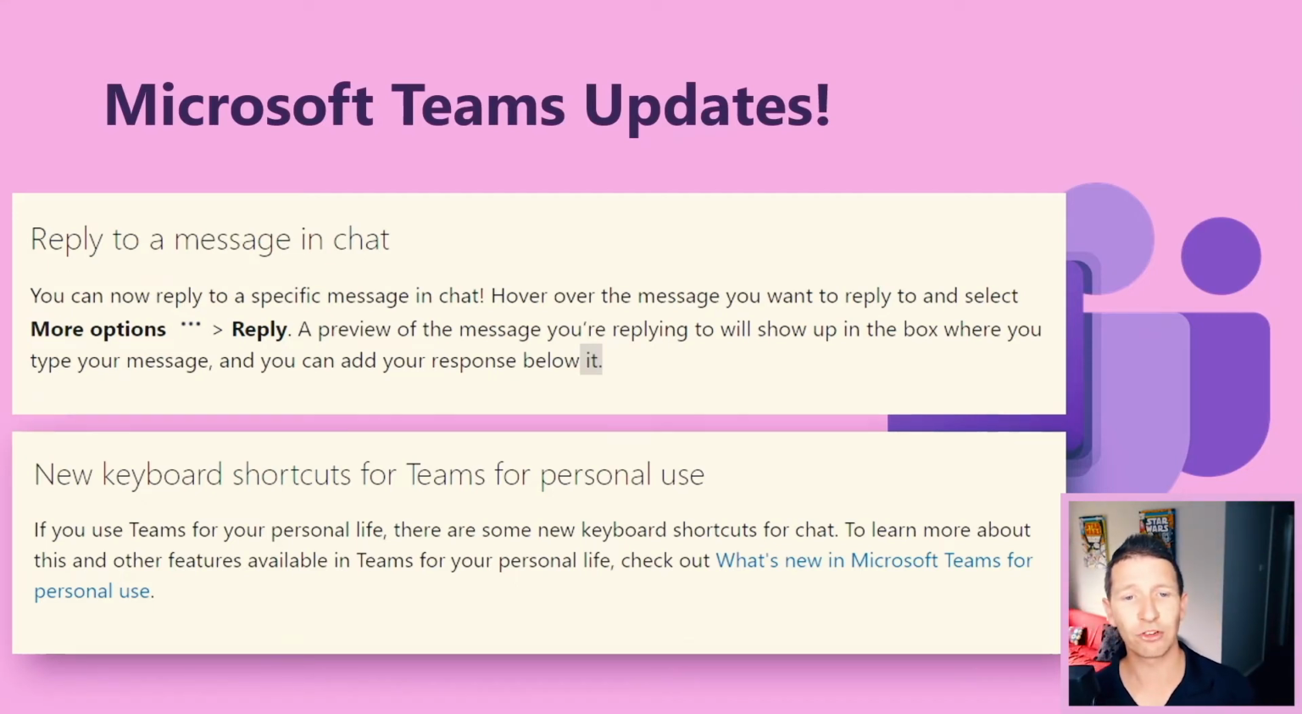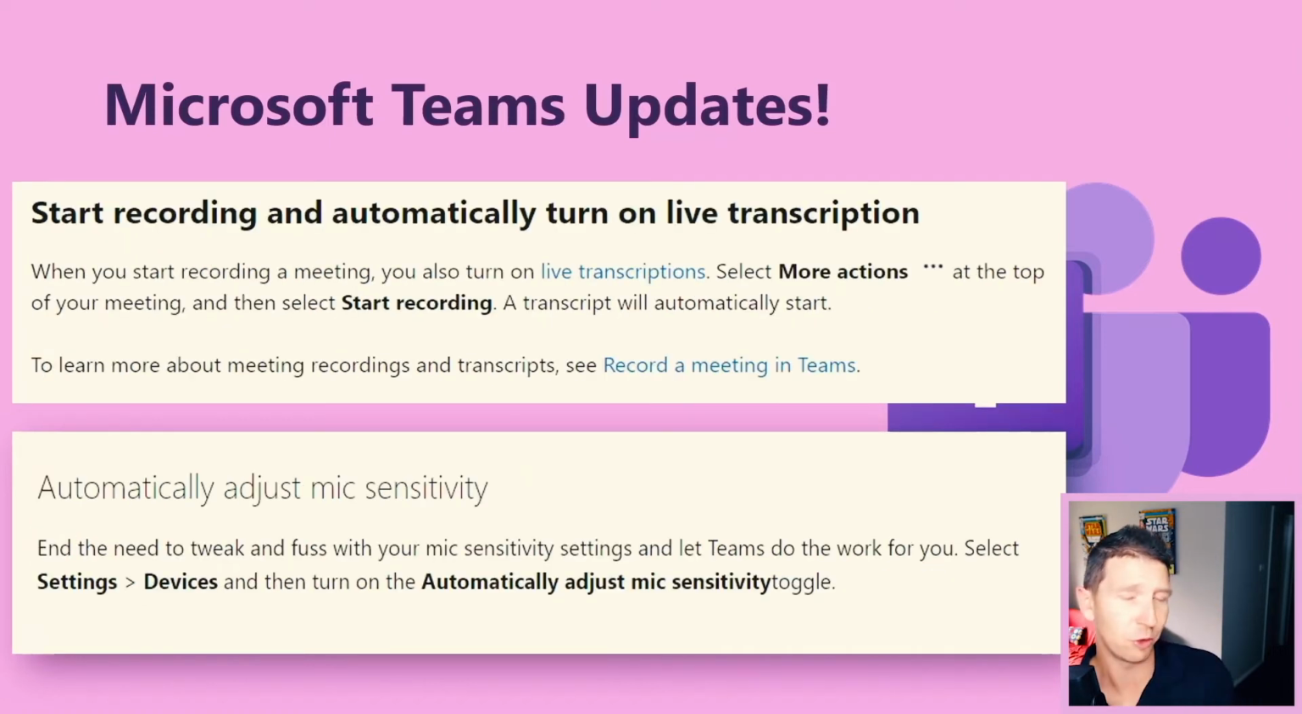We have new keyboard shortcuts for Teams for personal use, if you are using Microsoft Teams for personal use. You can also turn on start recording automatically, which is great as well. You can also turn on live transcription as you go through and never miss a beat. Let's face it, everyone's forgotten to start a recording in a meeting before. You can avoid that from this point onwards.